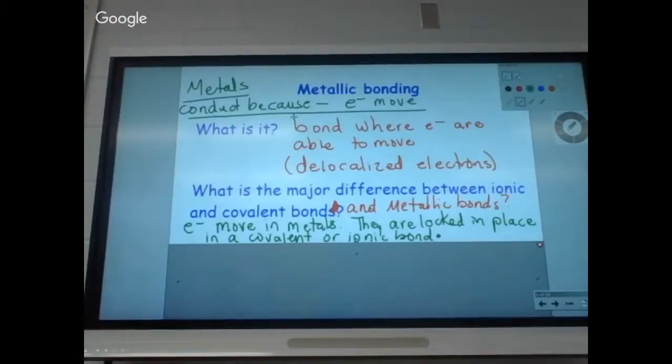Table salt is a solid. It's an ionic compound. Are the electrons moving? No. No, it cannot conduct. Okay? Now, isopropyl alcohol, rubbing alcohol, like you would have at home in the bathroom, medicine cabinet, or under the sink, is a covalent compound.